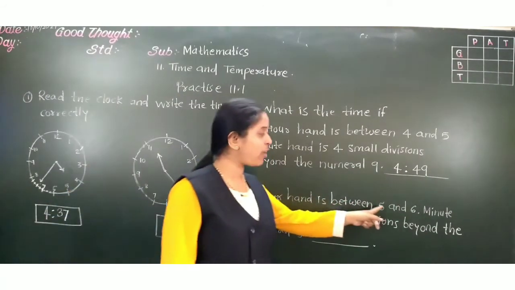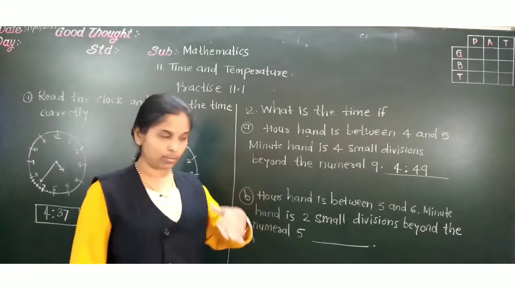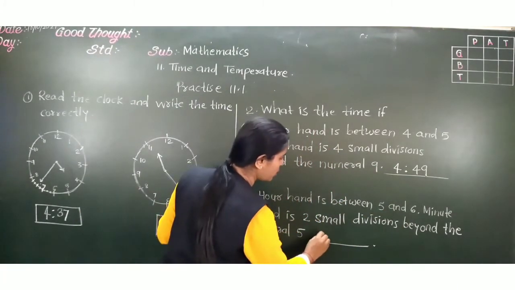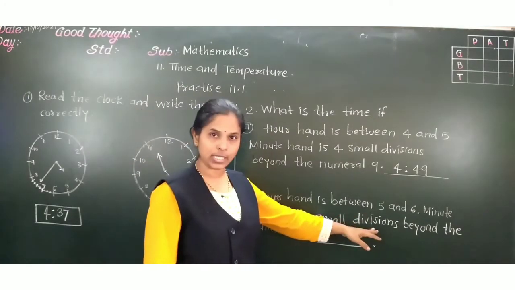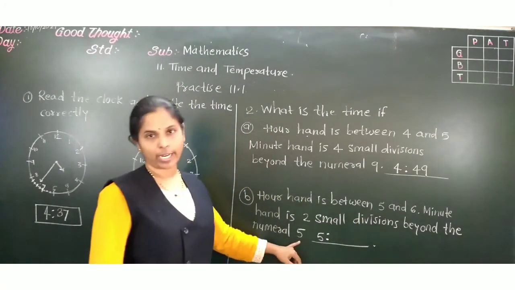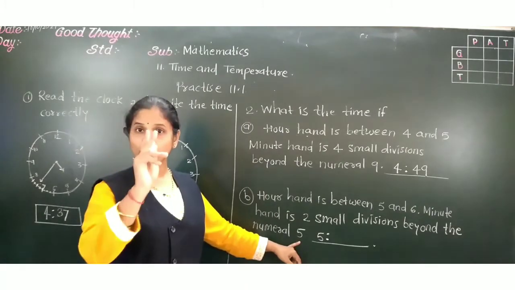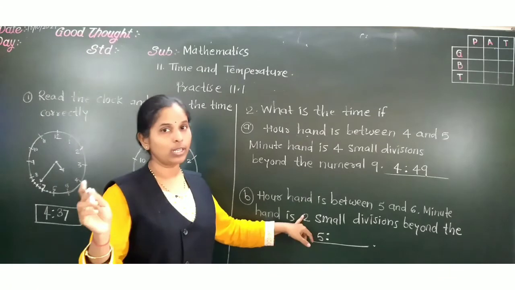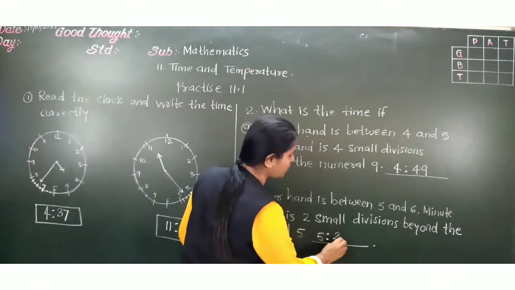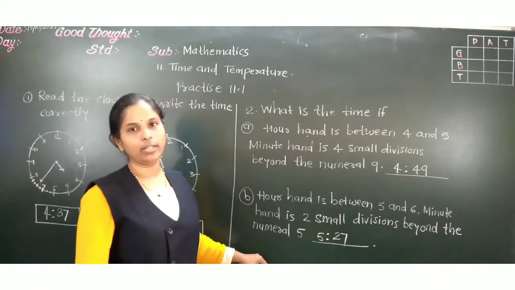Look at B. Our hand is between 5 and 6. Between 5 and 6 means 5 o'clock over. And minute hand is 2 small divisions beyond the numeral 5. Means after 5, 2 small divisions. 5 5s are 25 and plus these 2, 27. So the time is 5 hours 27 minutes.